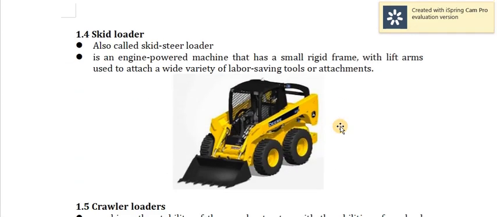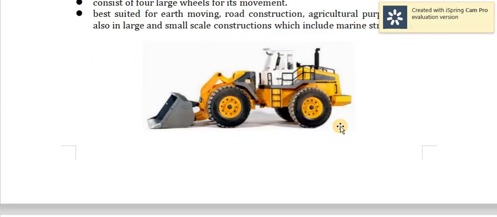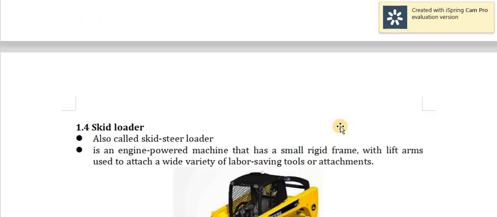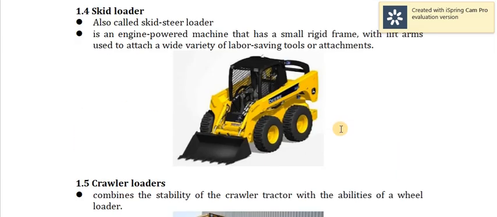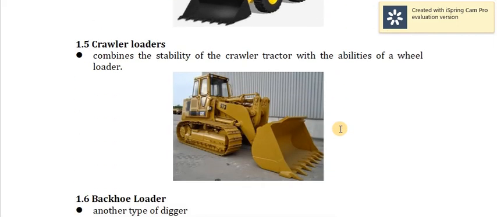Next, we have skid loader. So, ano naman to? This is also called skid steer loader. It is an engine-powered machine that has a small rigid frame. So, kapareho din siya nung kanina, no? Pero this is smaller. Right? It's a small type of loader. Right? Skid loader.